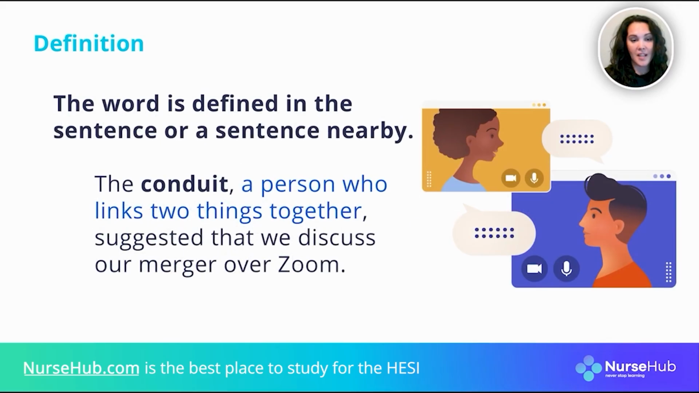So as you can see highlighted on your screen, the phrase, a person who links two things together, is the definition of conduit. If you type that into Google right now or go grab your dictionary and look it up, you'll see that this is true. And it makes sense in context because it's someone who's linking two things together. It's linking this potential company or person together because they're discussing a merger or coming together over Zoom.